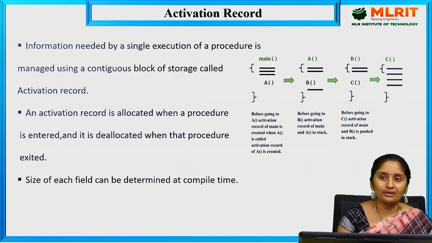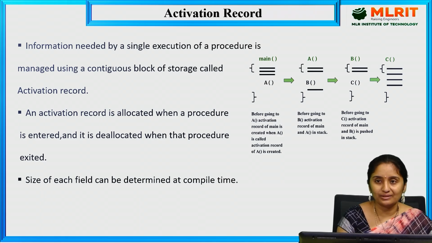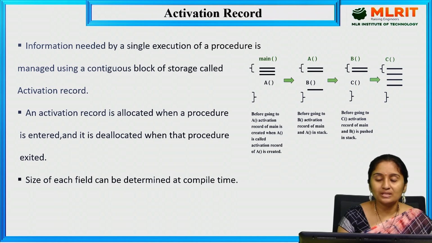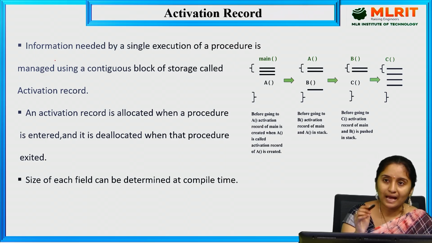An activation record is created in a program when a function call is done. When a function call is done, one activation record will be created, a procedure activation record in the stack memory. There are different types of storage allocations here. In the stack, when a function call is done, the activation record will be created over the stack.